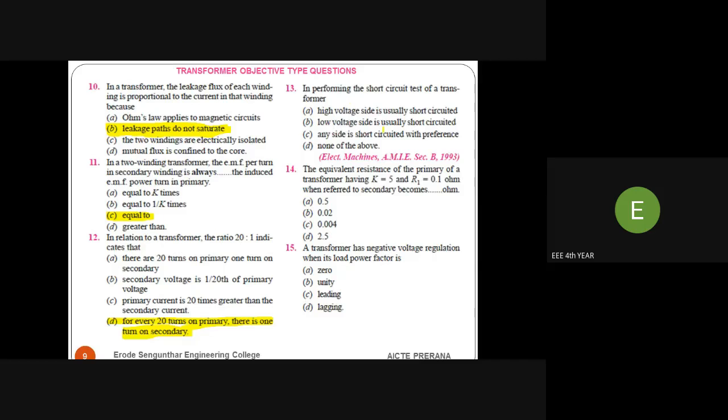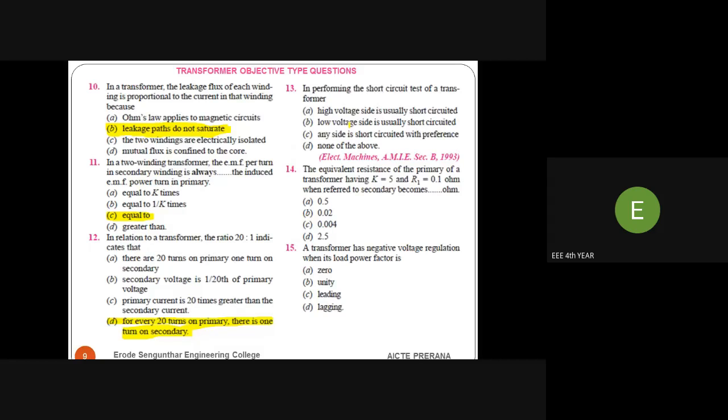Question number 13. In performing the short circuit test of a transformer, option A, high voltage side is usually short circuited; B, low voltage side is usually short circuited; C, any side is short circuited with preference; D, none of the above. So definitely C and D are not correct answers. We only have to conclude between A and B.